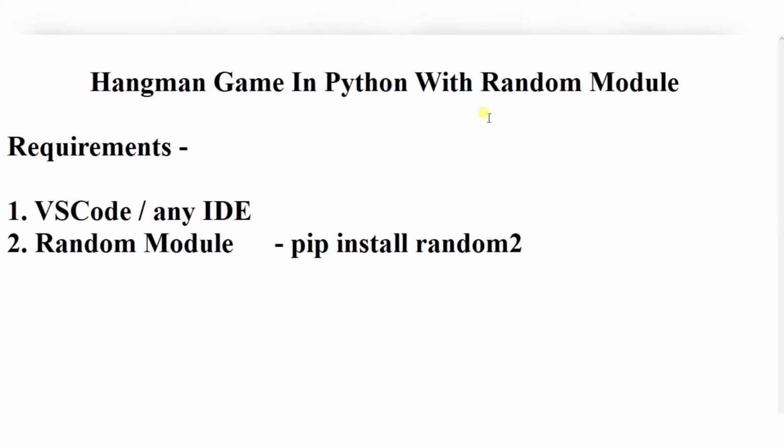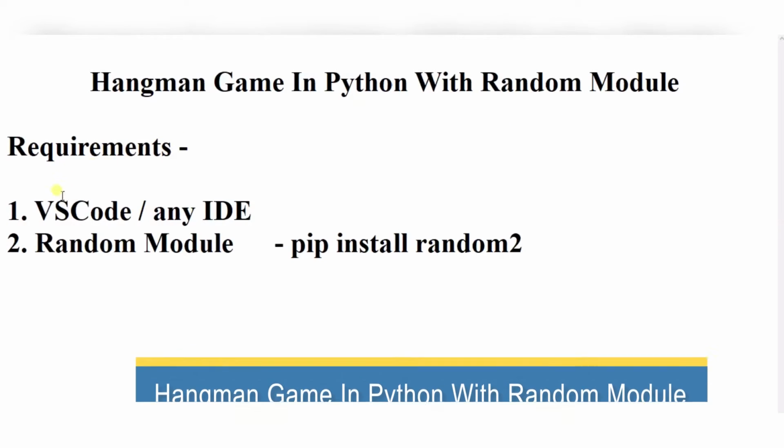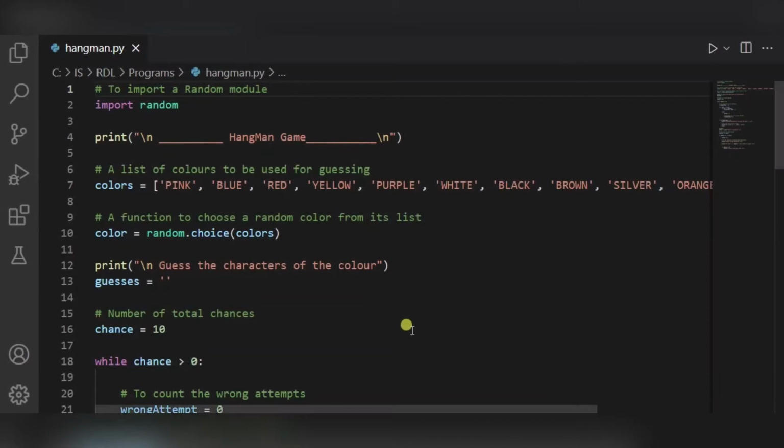Today we'll create a Hangman game in Python with the random module. So let us begin. For this, we need a VSCode editor or any IDE of your choice to run our code. And the second one is the random module. Oops, wait, it's not a random module, the name of the module is random. Now, to install it, simply type pip install random in your command prompt and press enter. Now let's move ahead with our code.